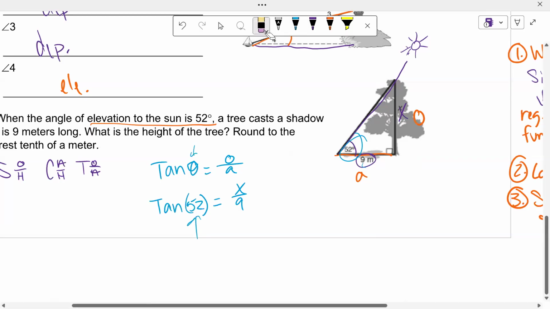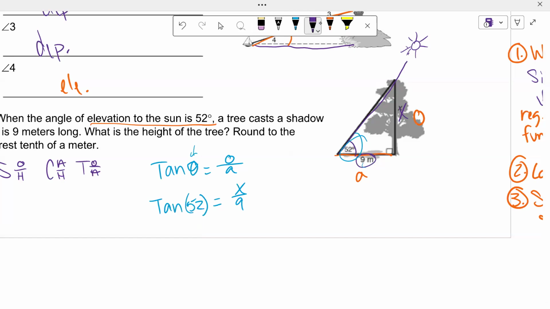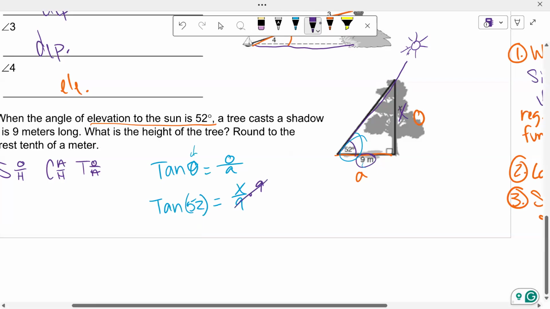Now, to solve for this, we want to get our x alone. It's x divided by 9. The opposite of divided by is multiply, so we're going to multiply by 9 over 1, the inverse. That over 1 is kind of redundant. You don't need to put it, you can if you want. Those cancel out. On this side, we're going to multiply it out. So we have 9 times tangent of 52 equals x.